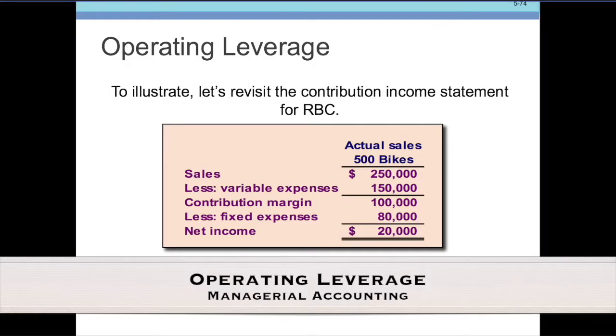Let's look at the bicycle company. The bicycle company has a contribution margin of $100,000. It has net income of $20,000. 100,000 divided by 20,000 is 5. So you have a degree of operating leverage of 5, or 5.0, obviously it could be a fraction. These just happen to be round numbers. So we have a degree of operating leverage of 5.